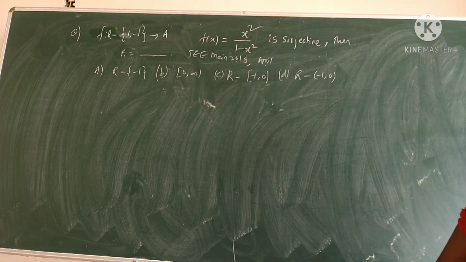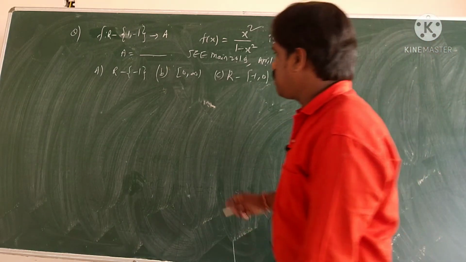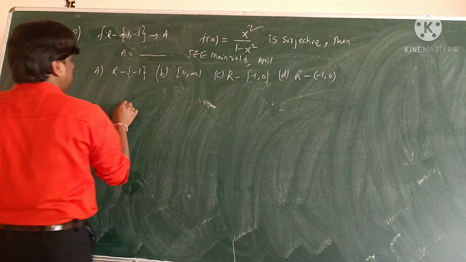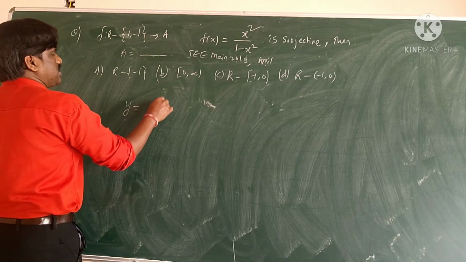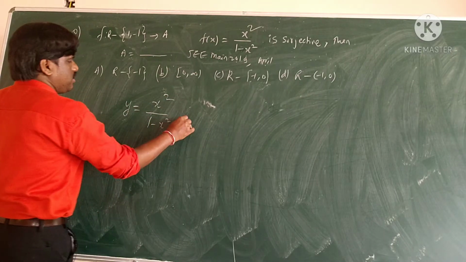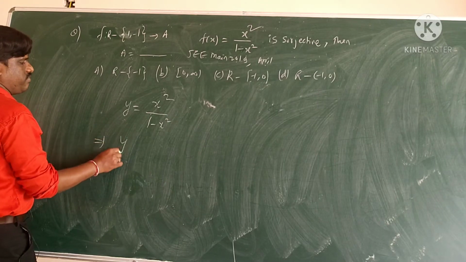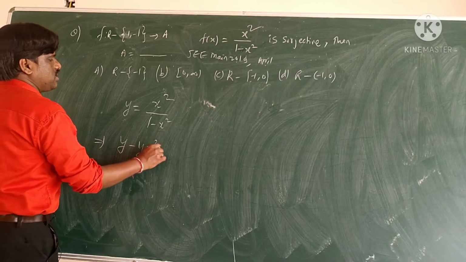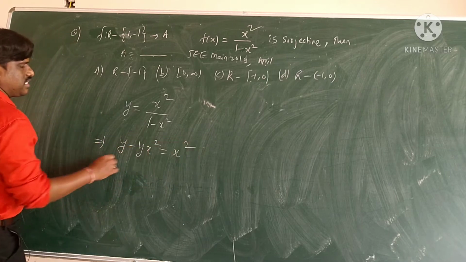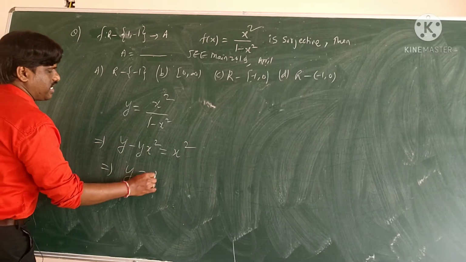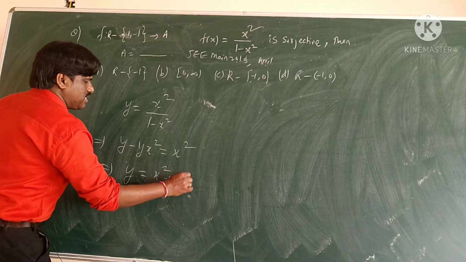Question. f of x is equal to x square upon 1 minus x square. So what we take, f of x is equal to, I'll take y is equal to x square by 1 minus x square. Now do cross multiplication. What I get: y minus yx square is equal to x square. I'll send that side, y is equal to x square plus yx square.